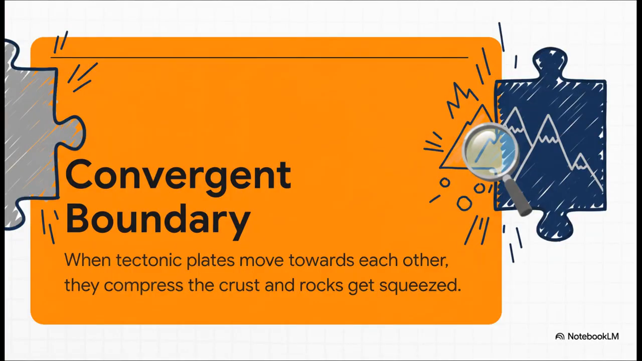So where does this push come from? Geologists have a term for it, a convergent boundary. The easiest way to think about it is that our planet's surface is like a giant jigsaw puzzle made of these enormous, slow-moving pieces called tectonic plates. And when two of those plates start moving towards each other, you get this incredible amount of pressure, just squeezing everything caught in the middle.